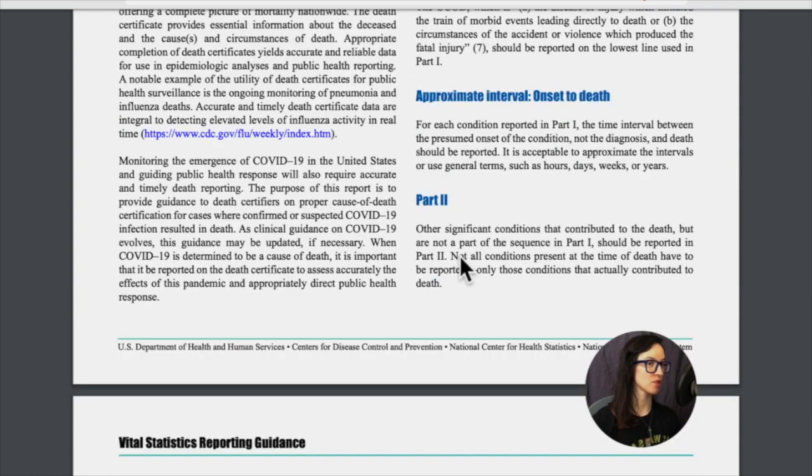It says that the purpose of this report is to provide guidance to death certifiers on proper cause of death certification for cases where confirmed or suspected COVID-19 infection resulted in death. As clinical guidance on COVID-19 evolves, this guidance may be updated if necessary. Again, not strange. This document has been updated a few times. I'm not surprised because this is a brand new thing that we're dealing with, that we're learning about in real time. When COVID-19 is determined to be a cause of death, it is important that it be reported on the death certificate to assess accurately the effects of this pandemic and appropriately direct public health response.